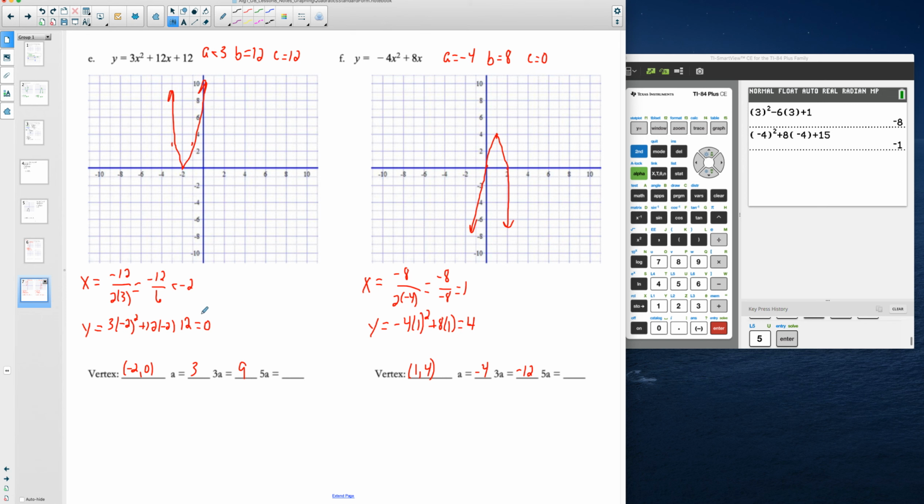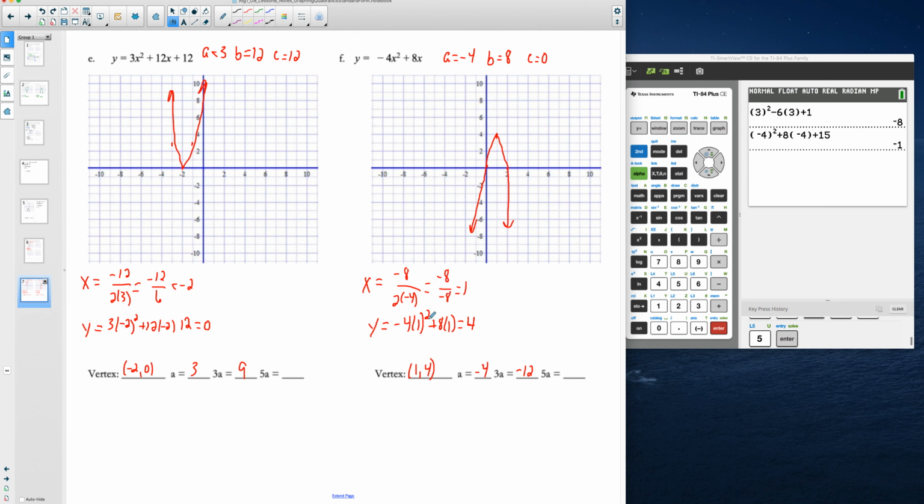Now my A value is 3, so I'm going to go up 3 to the right one, up 3 to the left one. We run out of room, so we don't get to 3A, so we can just draw our curve. Now notice on F, A is negative 4, B is 8. Now notice there is no number out here. That means C is 0. So when I go through here, the opposite of B this time would be negative 8. 2 times A would be negative 8, so I get negative 8 divided by negative 8, which is 1.